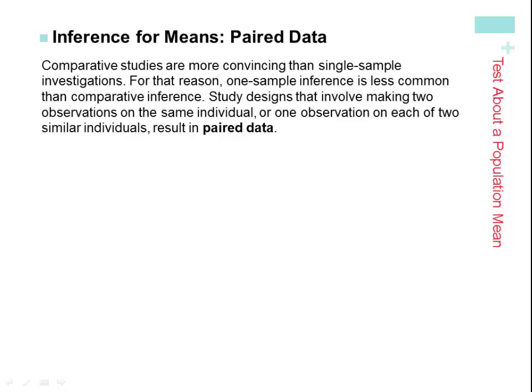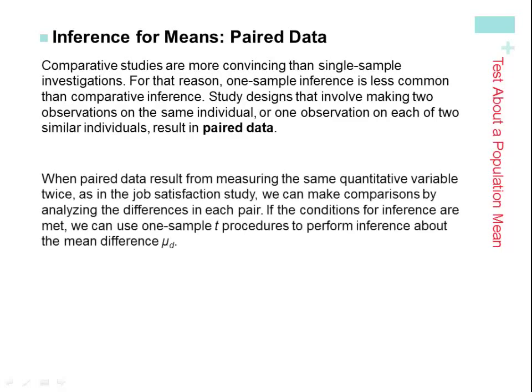Studies designed that involve making two observations on the same individual, or one observation on each of two similar individuals, like twins, result in what's called paired data. When paired data results from measuring the same quantitative variable twice, as in the job satisfaction study, we can make comparisons by analyzing the difference in each pair.